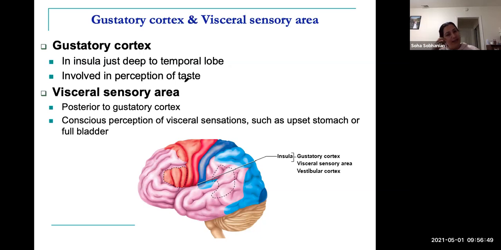So I told my students to remember VVG: visceral, vestibular, gustatory. These are your three senses that are associated with your insula.